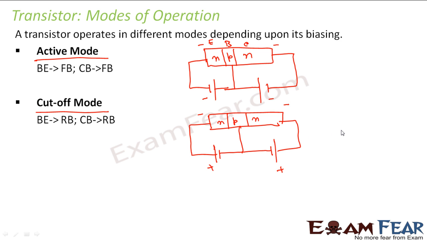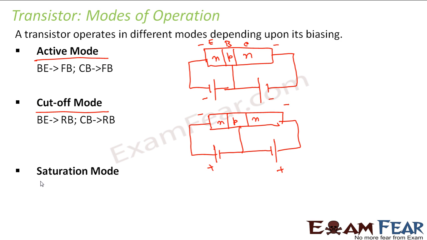In this case the current will be equal to 0, because if both the junctions are reverse biased, that means in both the circuits there will be no current flow. That's what we studied right before. In any PN junction, during forward biasing there is current flow. During reverse biasing, the current flow becomes negligible. So during the cutoff mode, the output current becomes almost 0.